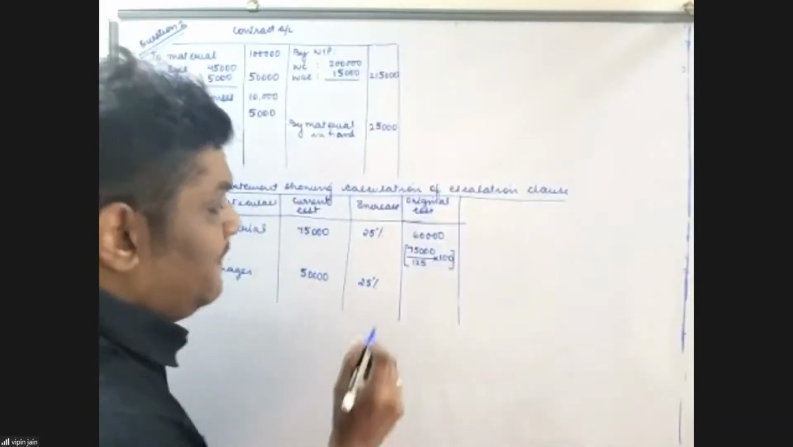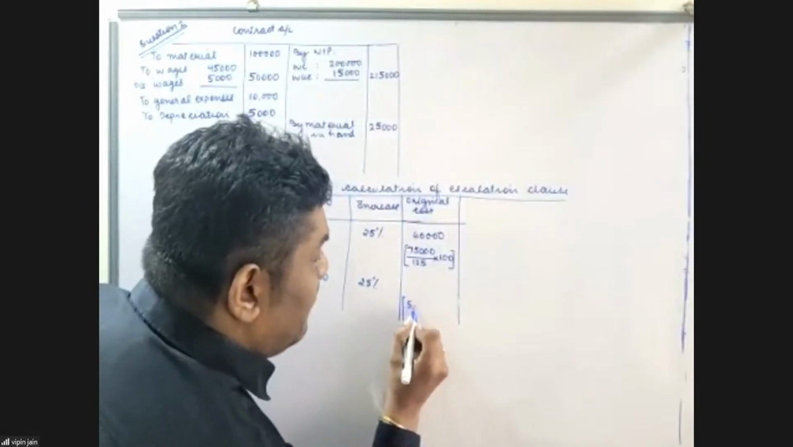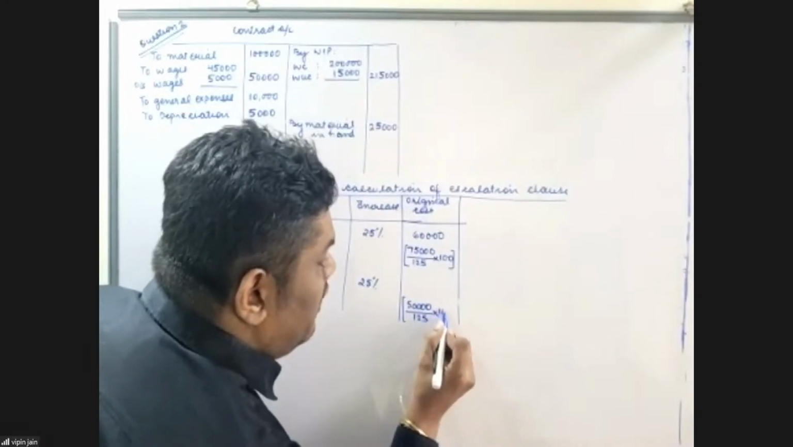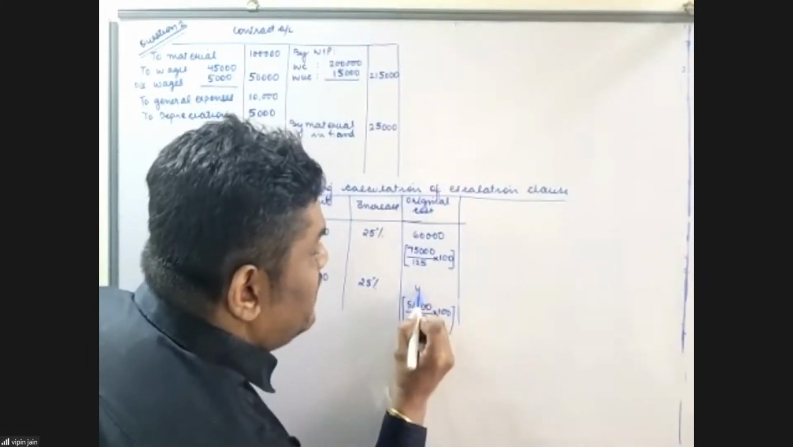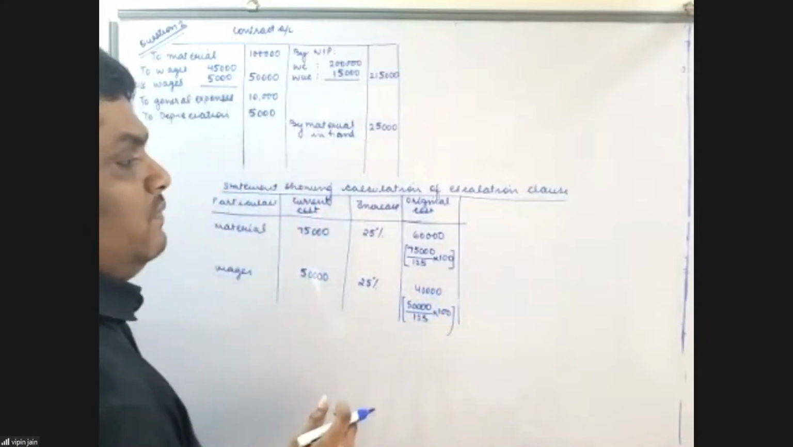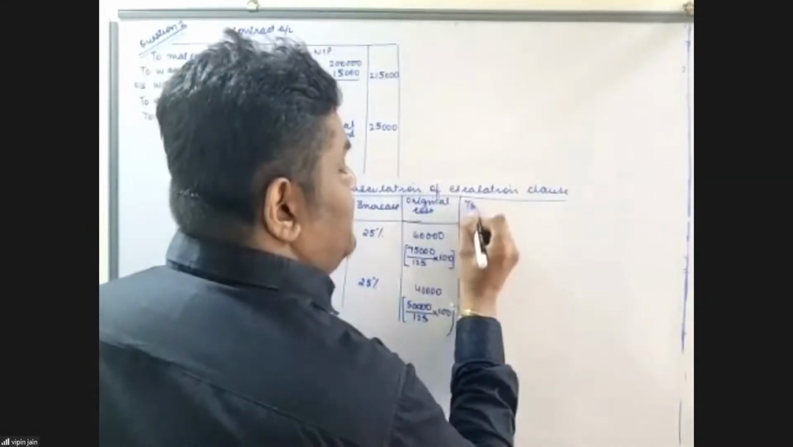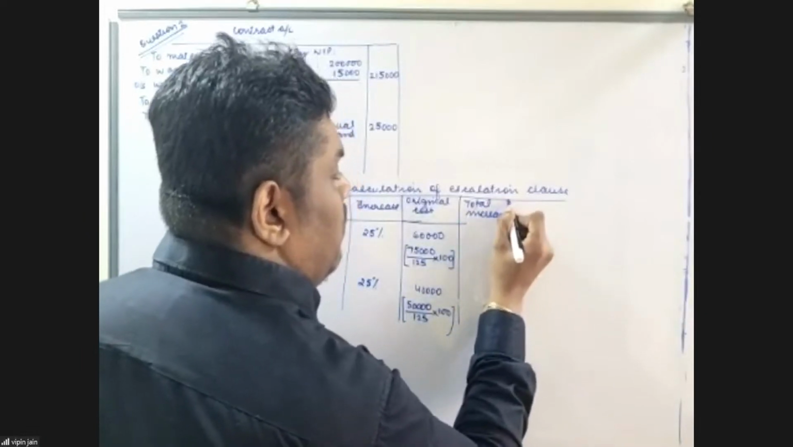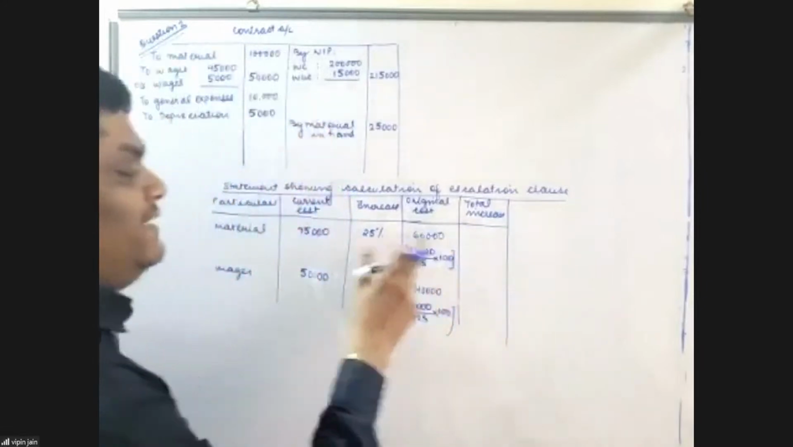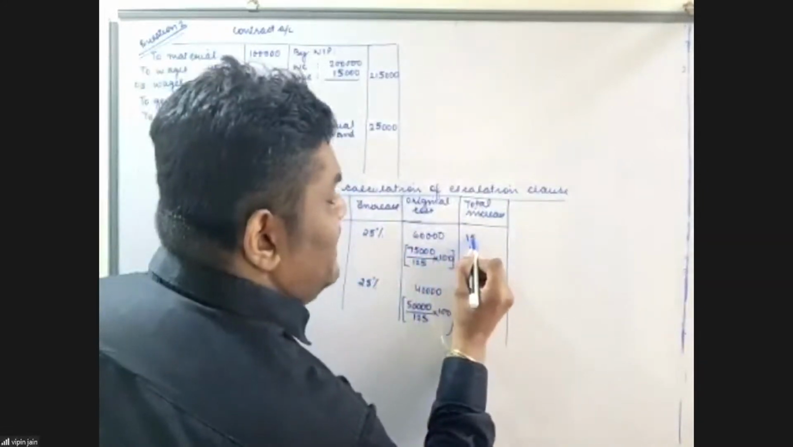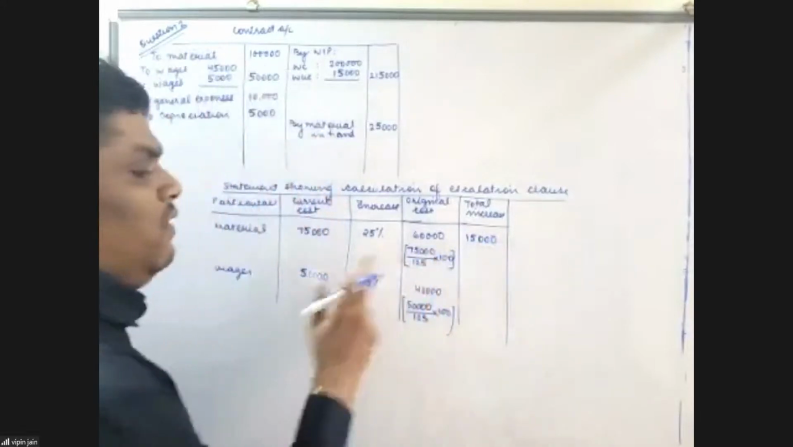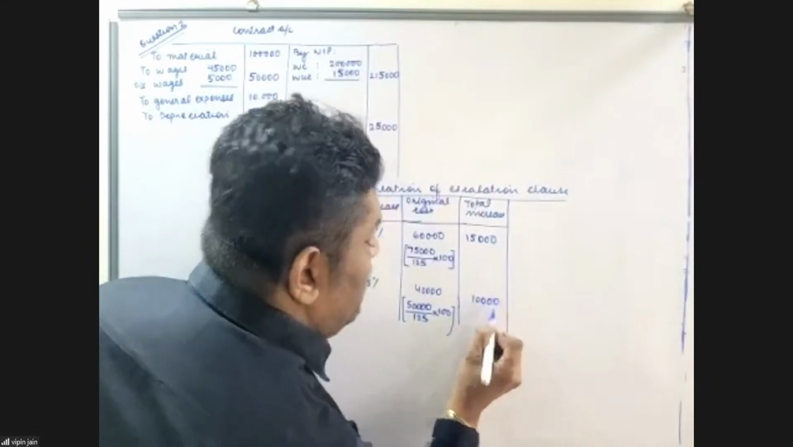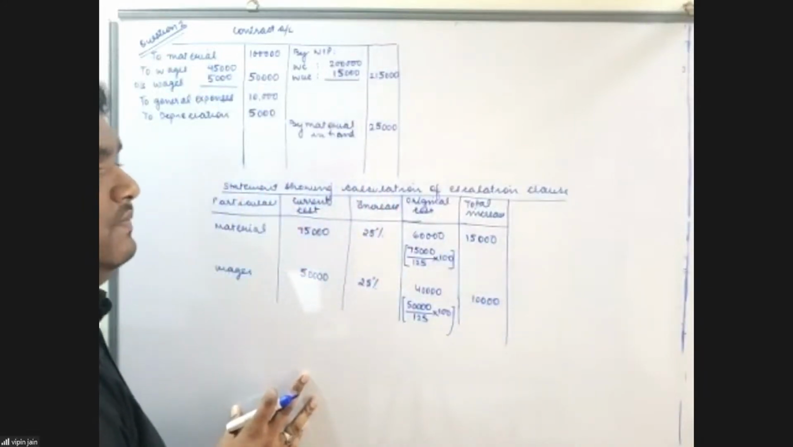Further, in this case, 50,000 divided by 125 into 100. So this will be 40,000. So how much is the total increase in rupees? From 60 to 75, that is, there is an increase of 15,000 in the material cost, and 40 to 50, that is, there is an increase of 10,000 in wages cost.